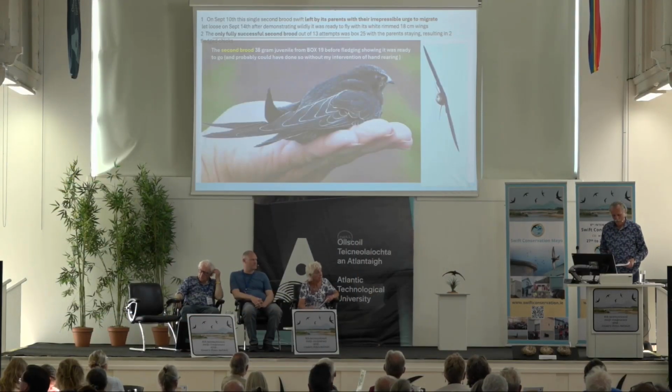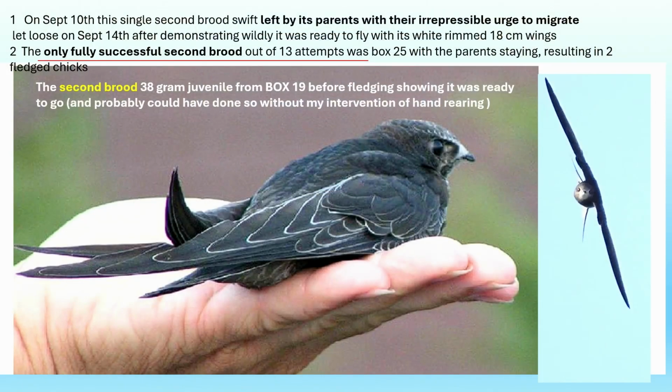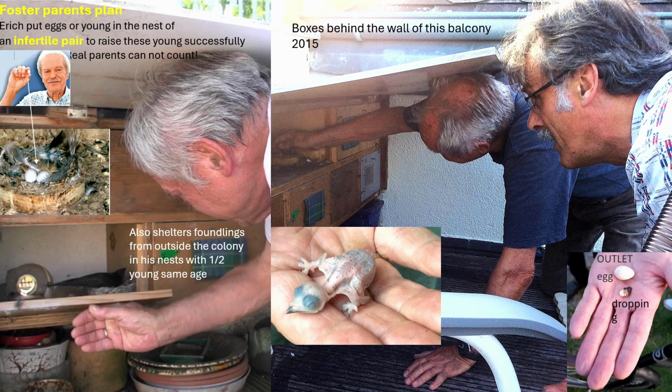Yeah, okay. This is one of the nestlings who came out of the second brood. And here on the balcony of his house, he showed me a nest box with an infertile pair, and put eggs under them, and they bred successfully. So it's a foster parents plan, so to say.